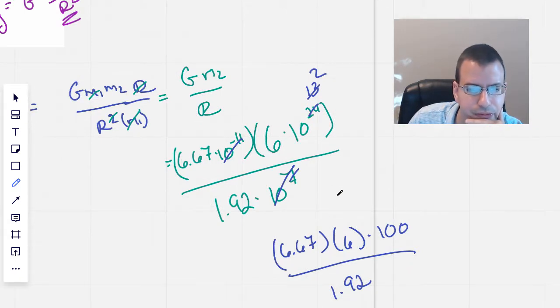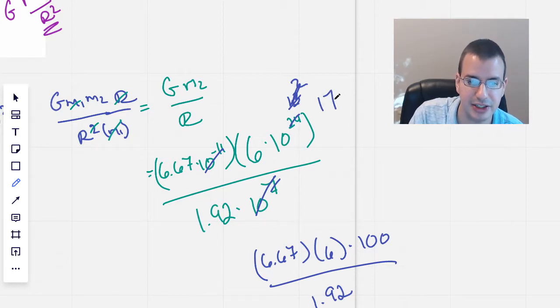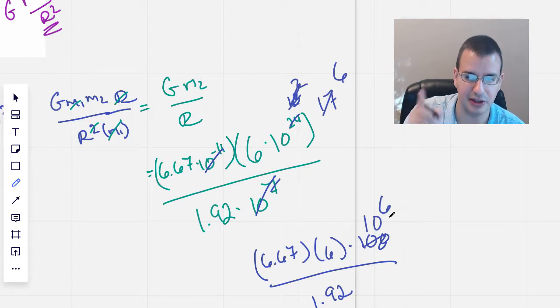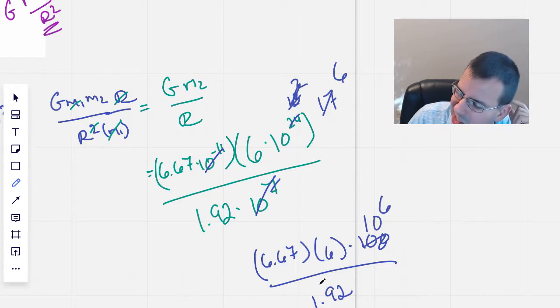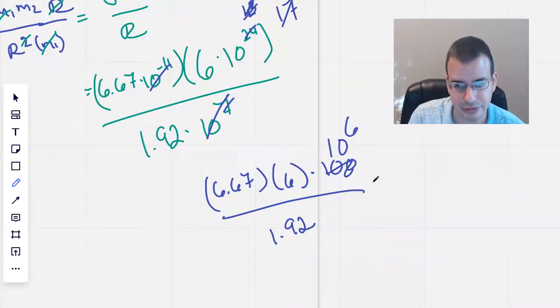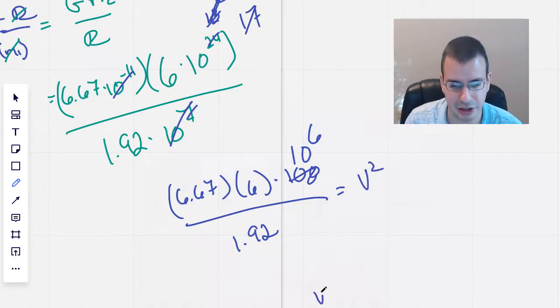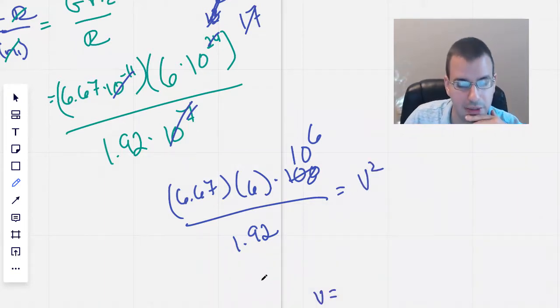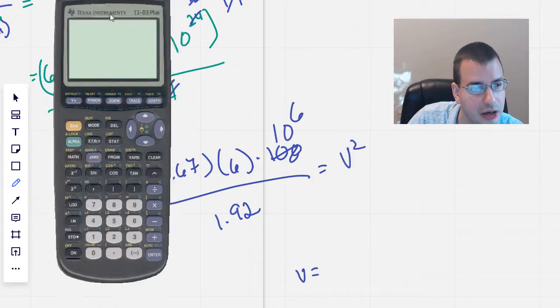Wait a sec, that's not 13, that's 17. So 17 minus 11 will be 6. So we have 10 to the 6th. That seems more reasonable. 24 minus 7 is 17. 17 minus 11 is 6. Okay. Whew. So my belief is that the goal is not to make mistakes. The goal is to be able to catch your mistakes when you make them.